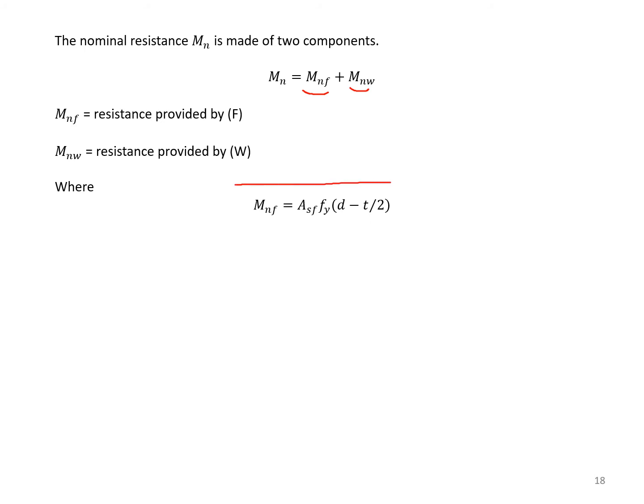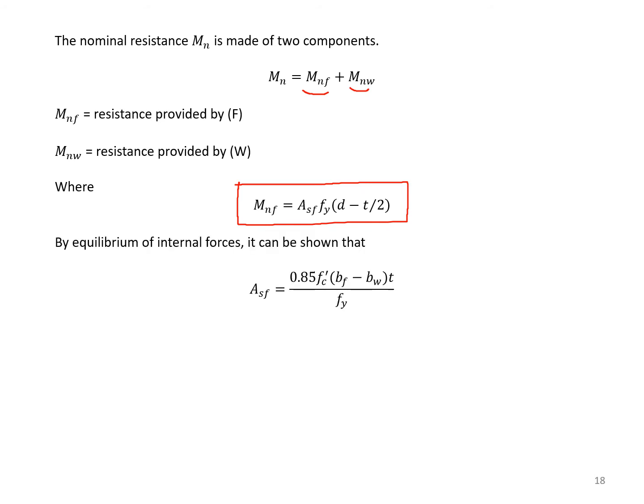And don't forget that MNF can be found as ASF times Fy times (d minus t over 2), and the corresponding area of steel by equilibrium of tension and compression is 0.85 f prime sub c times (bF minus bW) times t, divided by Fy. The good news is that these two values are independent of the total area of steel. So we see later on in design that they could be computed once and they always remain the same, no matter how we make a change to the steel configuration.